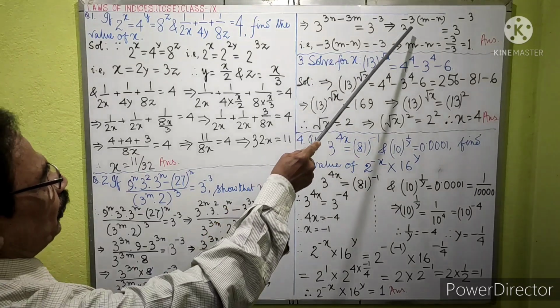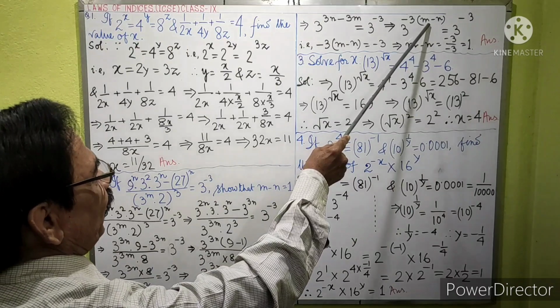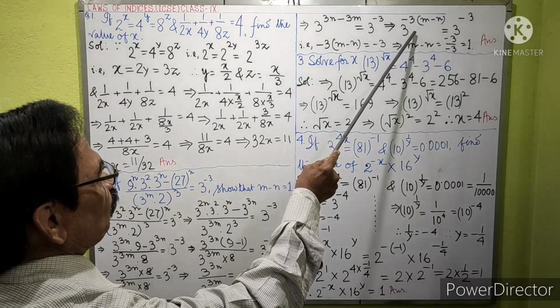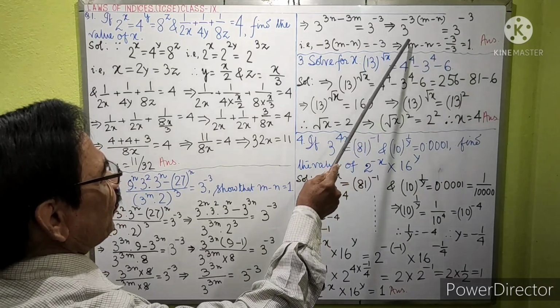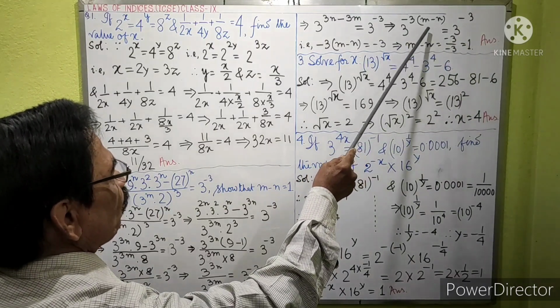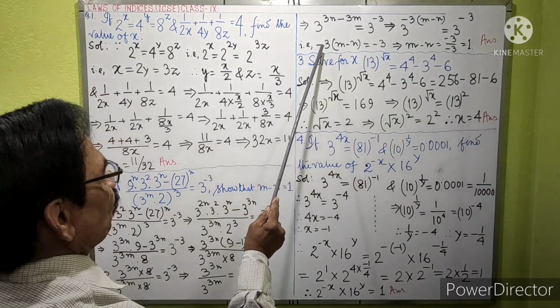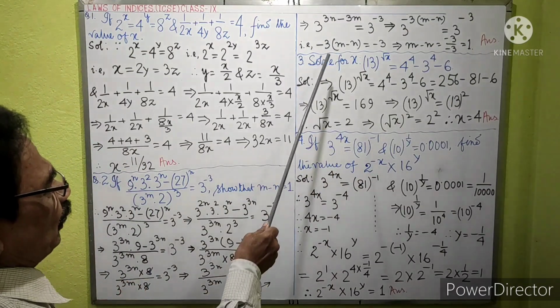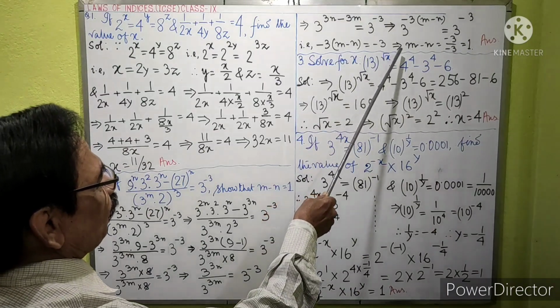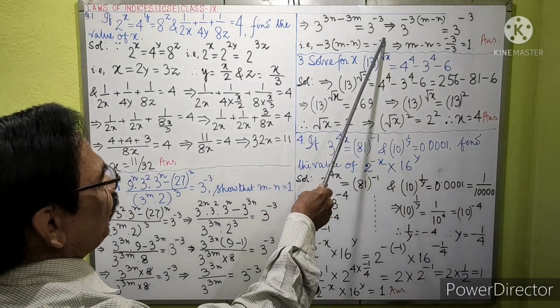That is 3 to the power a minus 3 to the power minus 3 into a minus n equal to minus 3, because the bases are the same, 3 base. So this power is equal to this power. So you can cancel out this way. 3 a minus n equal to a minus n equal to minus 3 by minus 3.